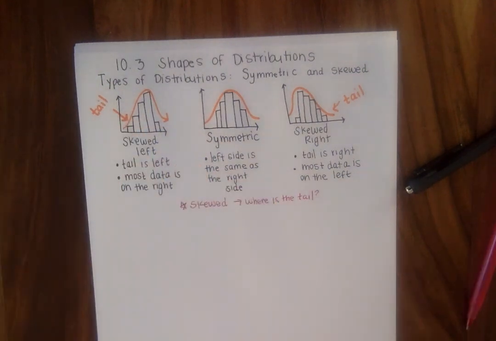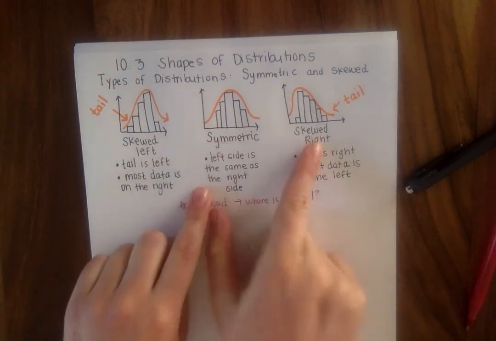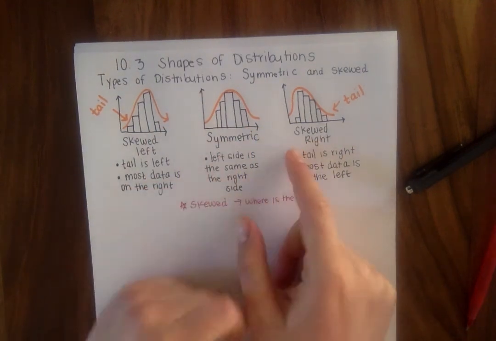Go ahead and watch a couple of examples that I am providing for you from Big Ideas. It goes over just some examples. All you're really doing is looking at graphs and saying, is it skewed left, is it symmetric, or is it skewed right, and talking about that.